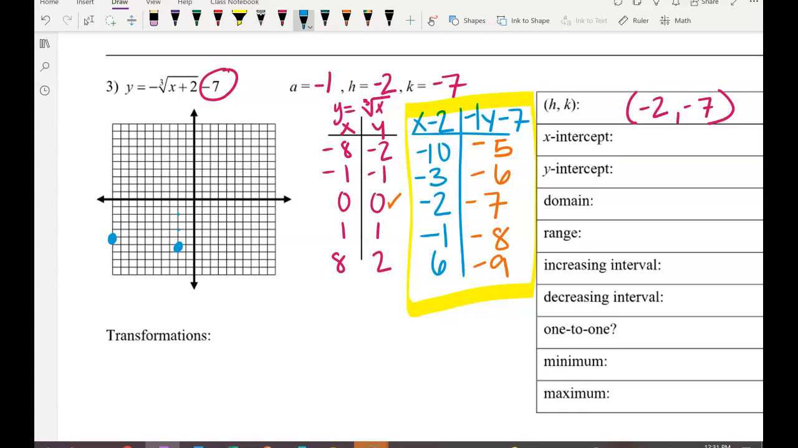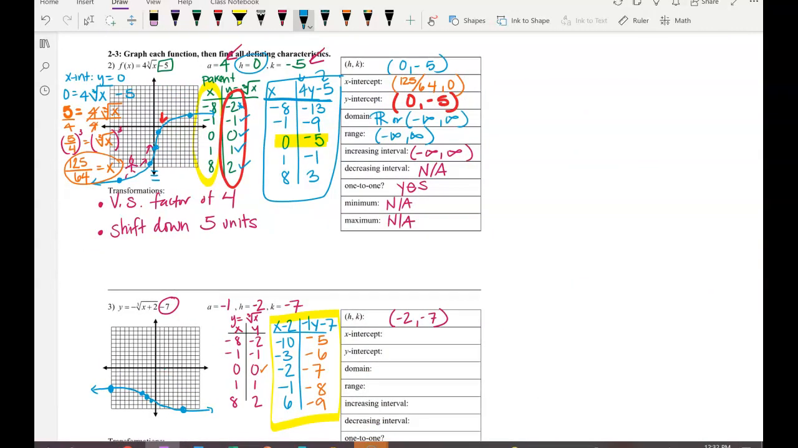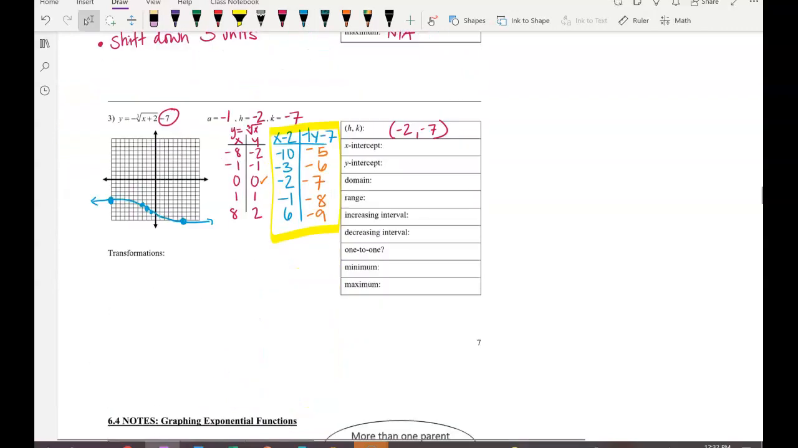Then we have negative 2. Oops, that's not negative 3. Negative 3 is negative 6. Negative 2 is negative 7. Negative 1 is negative 8. Then 0 is negative 9. All right. As you can see here, we are now starting on the top left because we have a negative for an a value. So we are reflecting, okay?